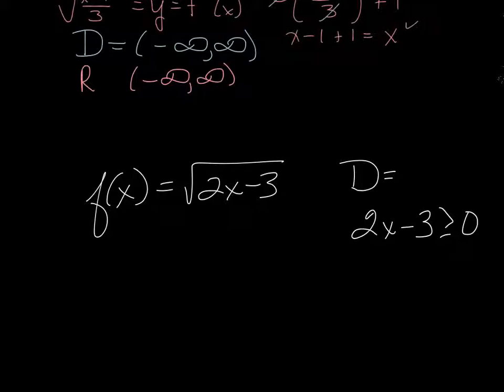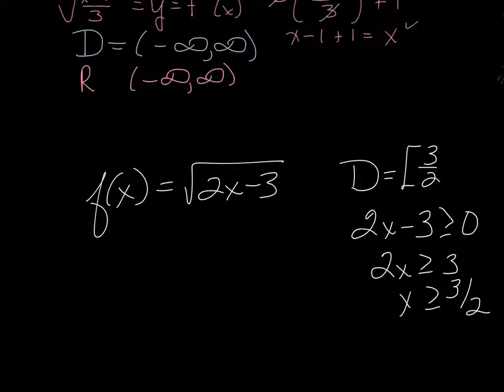I haven't solved it yet. 2x has to be greater than or equal to 3. Or x has to be greater than or equal to 3 halves. How many domains are there? Infinite. Well, it could change with every function. For this function, the domain is x is greater than or equal to 3 halves. So we could say from 3 halves to infinity.